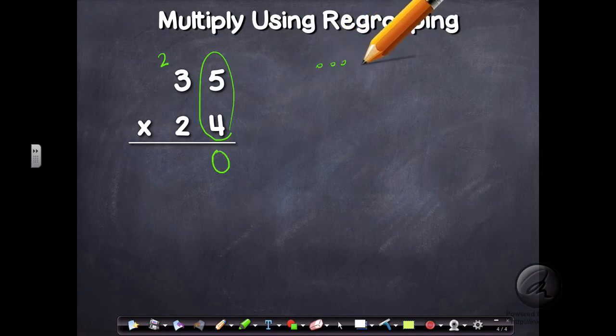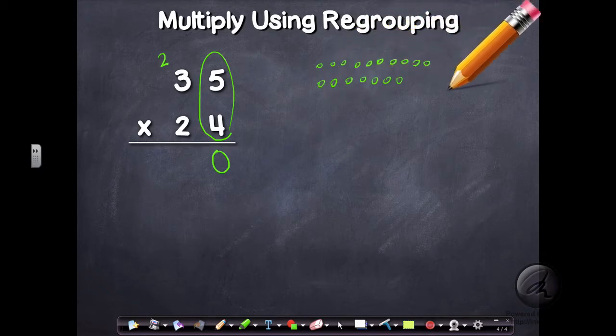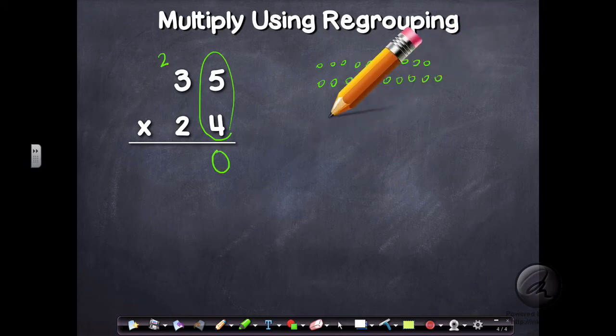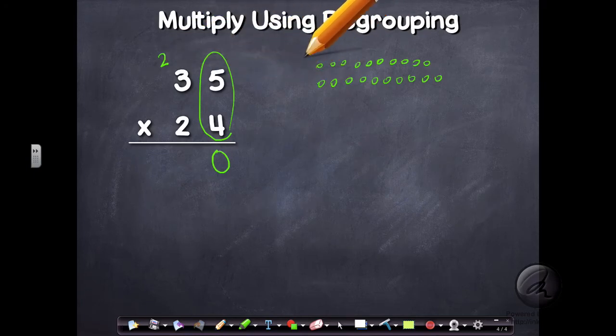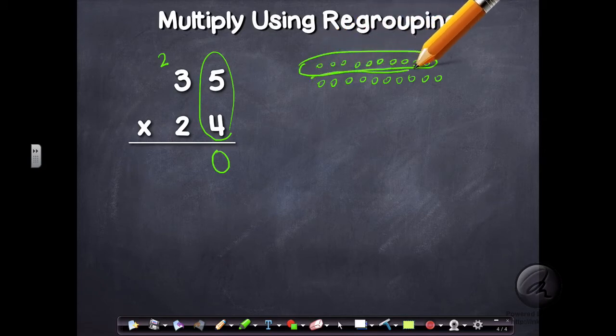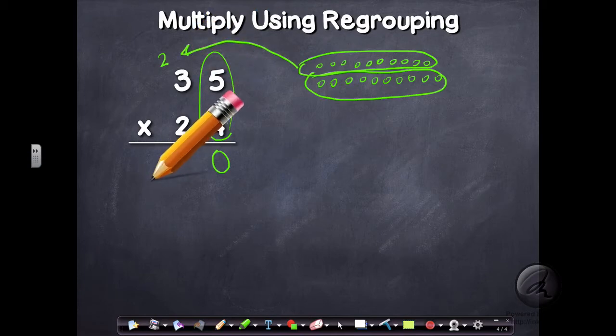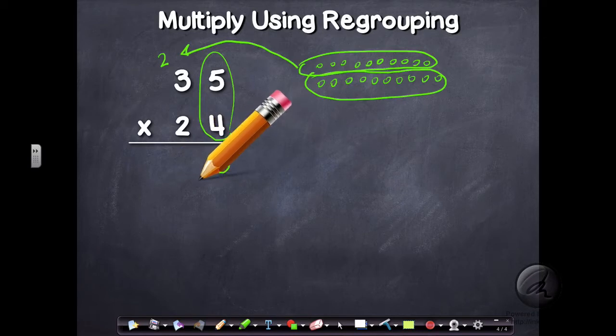So if I drew out 20 ones, 1, 2, 3, 4, 5, 6, 7, 8, 9, 10, 11, 12, 13, 14, 15, 16, 17, 18, 19, 20. Okay? I have 20 ones. I can regroup these 20 ones instead of writing 20 right here. I can regroup these 20 ones into two tens. So I'm putting the two tens, 10, and 2 tens, two groups of 10. I have regrouped my 20 ones into two tens, which I put up here in the tens place. Okay, that's why I'm doing that.